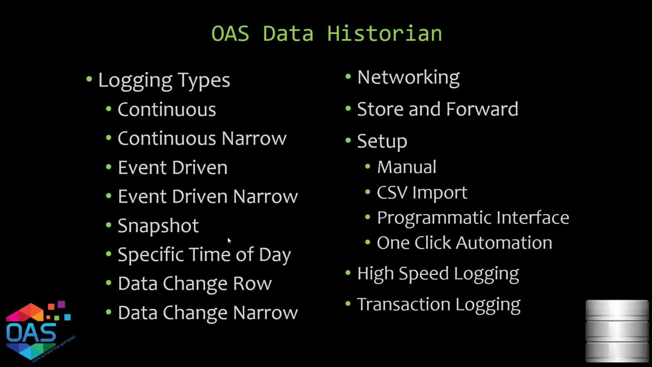In this presentation, we'll see how to use all of the logging types of open automation software and see how to network data from remote OAS engines, and how to implement store and forward both on network failure and database engine access failures. We'll see how to set up manually, also with a CSV import and programmatic interfaces with .NET or REST interface. One-click automation to set up your data logging from all of your data sources.